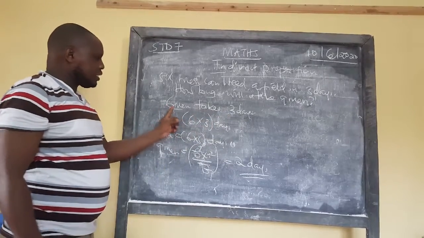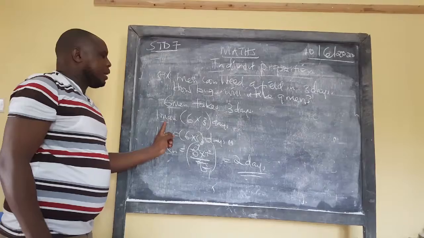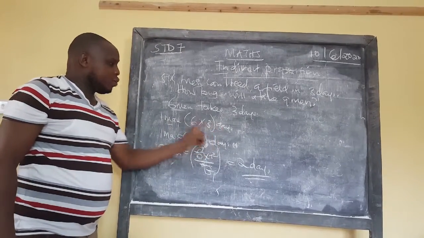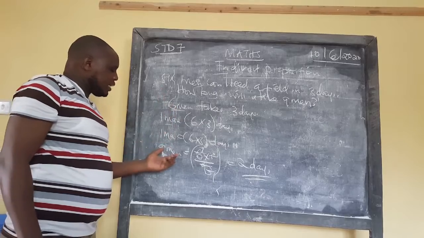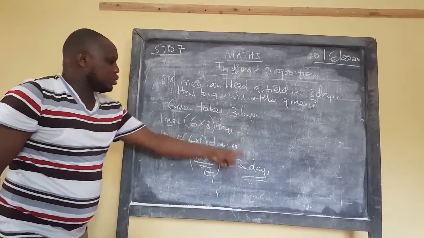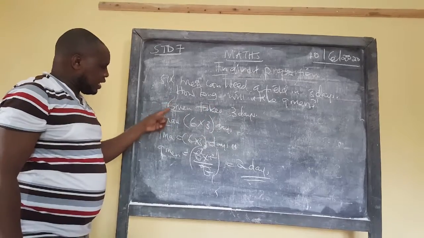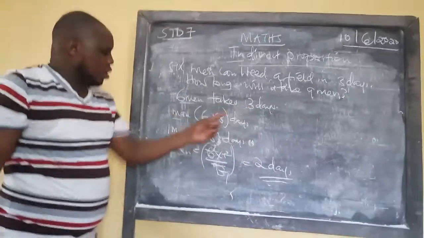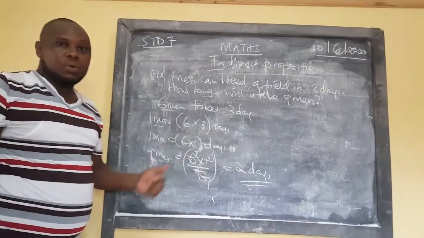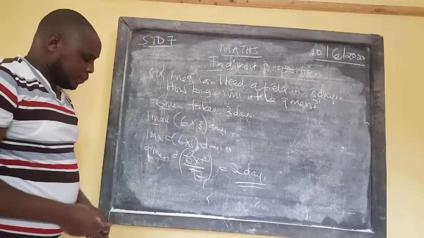You see, 6 men took 3 days. 1 man took 18 days. These are 18 days if he is working alone. But now look at 9 men. 9 men can work in only 2 days. The number of days has reduced. When they are 6, they work 3 days. When they are 9, they work fewer days because the work will be shared among the men.